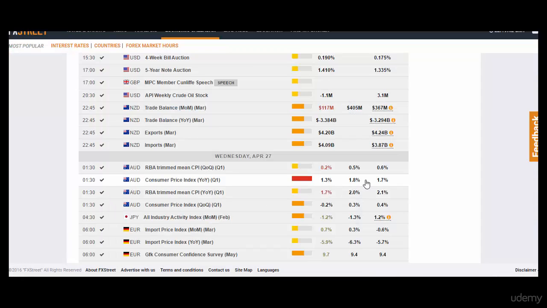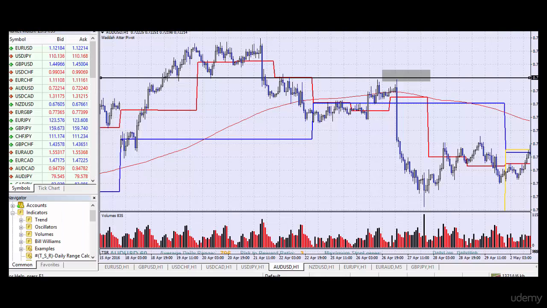As you can see, CPI data came out worse than expected. It was expected to come out at 1.8%. The previous was 1.7 and they were expecting 1.8, but it actually came out at 1.3%. So this is worse than expected. As a result, the market fell. And why did the market fall?